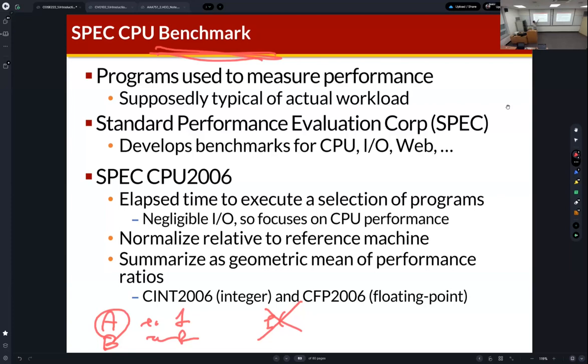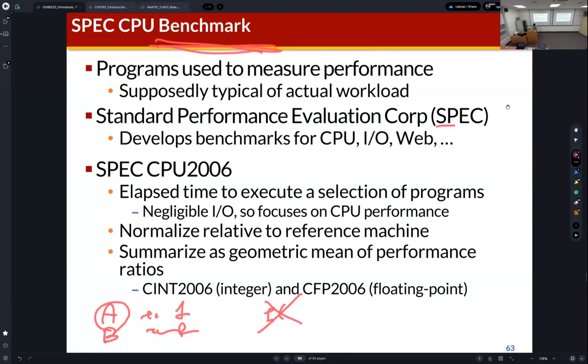The most popular benchmark is the SPEC CPU benchmark. SPEC is the abbreviation of the Standard Performance Evaluation Corporation. They collect some popular applications and provide them as a bunch of applications as a benchmark for CPUs. So we can use SPEC CPU 2006 to compare the performance of CPUs, and recently they made CPU 2017.